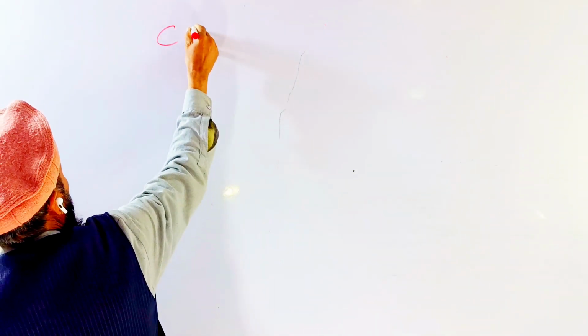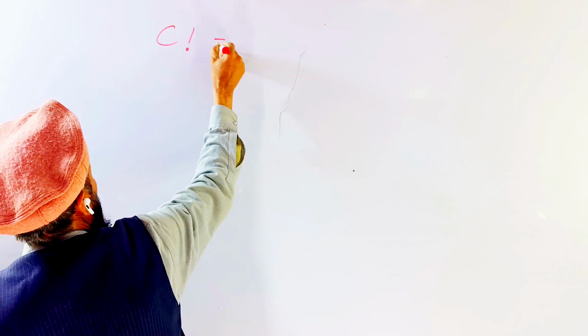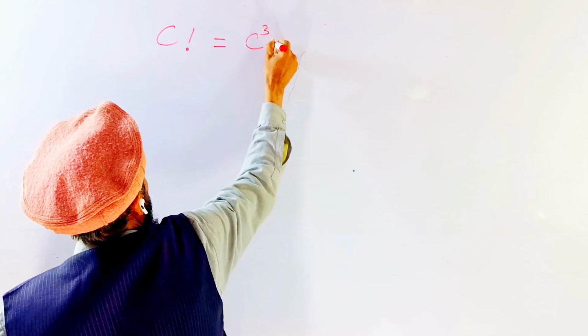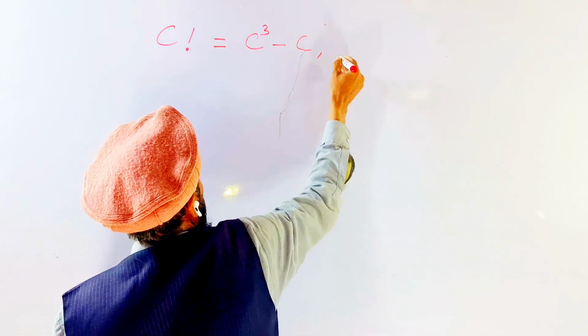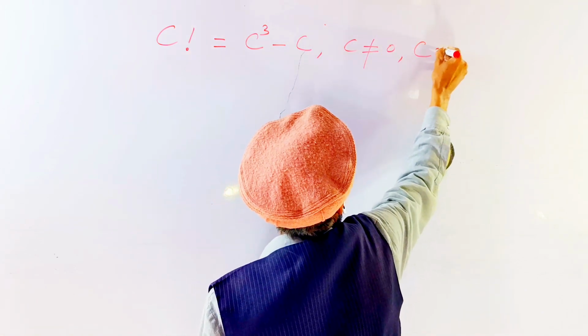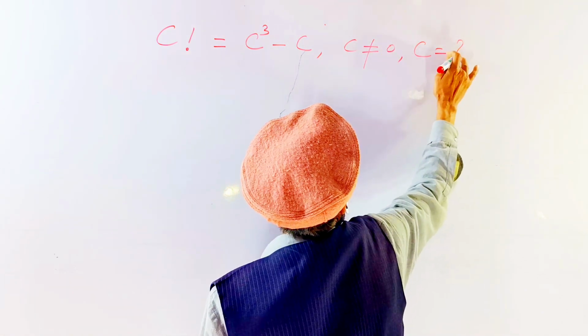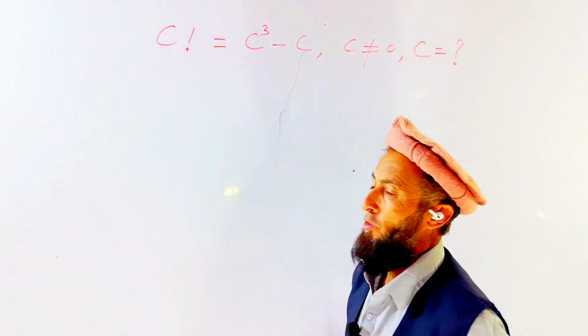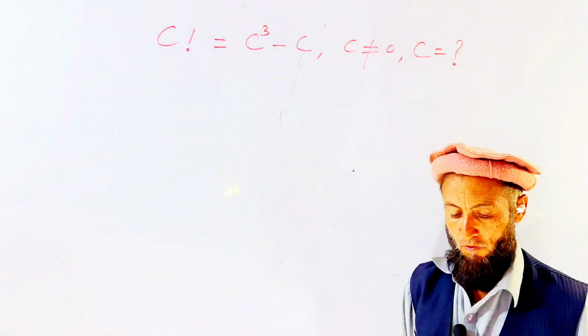C factorial is equal to C cube minus C. How do we calculate C, where C is not equal to 0? How do we calculate the value of C when C factorial is equal to C cube minus C?